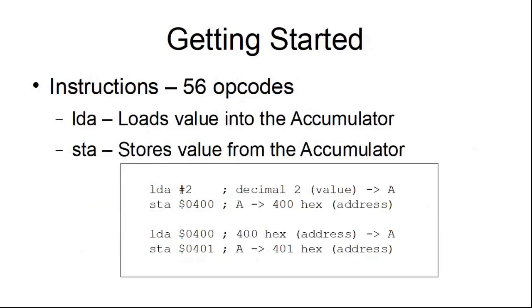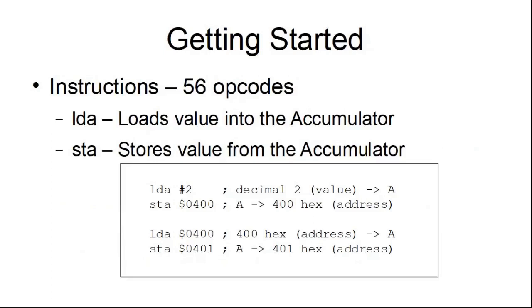Okay, moving on, we're going to talk about opcodes now. There's a total of 56 different opcodes in the 6502, and I'm going to talk about a couple of them right now. The first one is LDA, which stands for load value into the accumulator. What that does is take some value that you have as an argument after LDA and throw it into the A register, again, the accumulator.